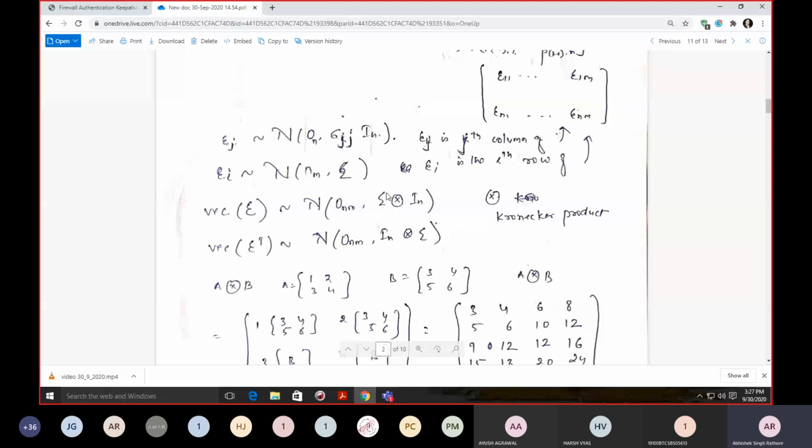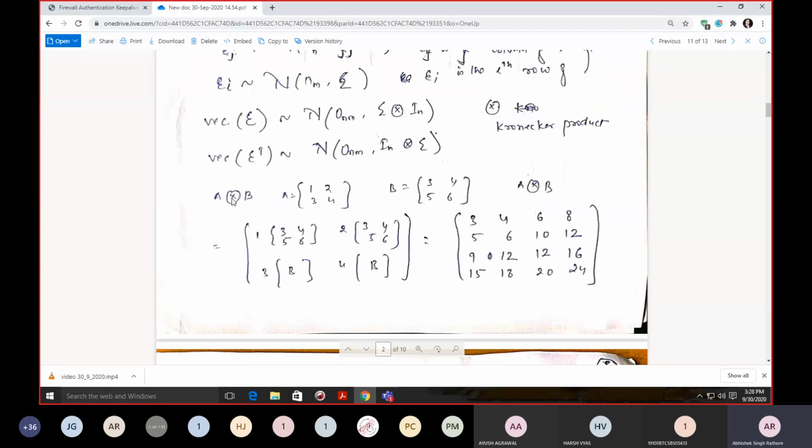sigma times the Kronecker product with the identity matrix of size n cross n. So it contains an n cross n matrix where off-diagonal elements are 0 and diagonal elements are 1. So this is how we can see that. And now what about this Kronecker product?